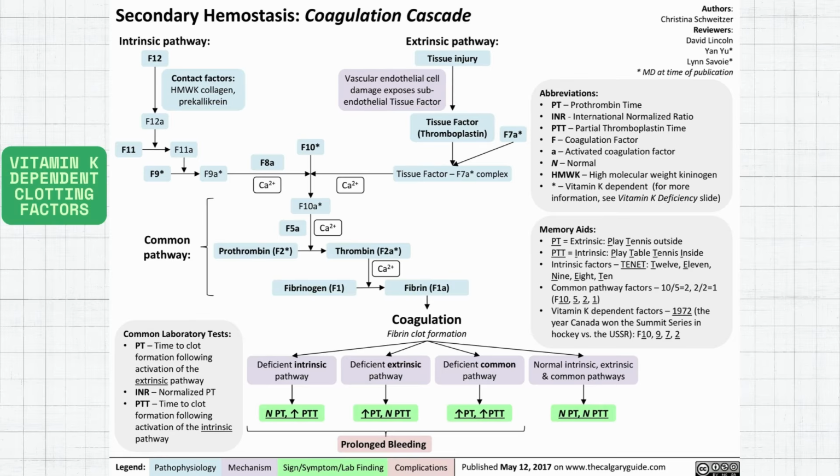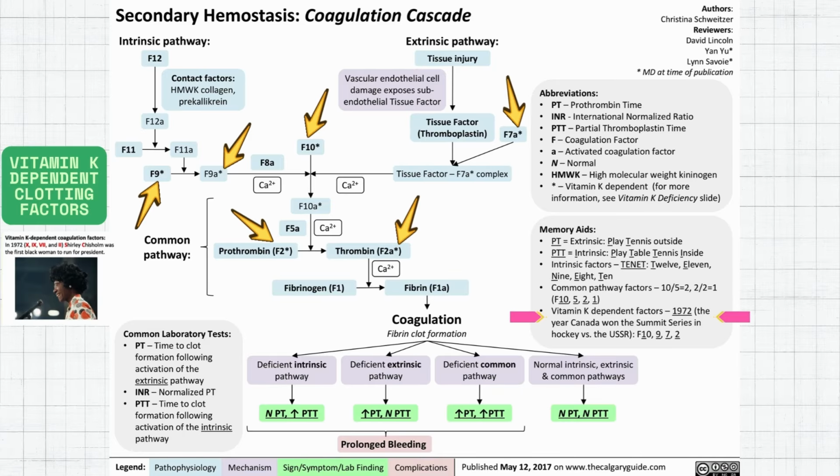Vitamin K and the 1972 rule. Before we get to the labs, look at these little asterisks on the chart. These mark the vitamin K dependent factors. This is high yield for pharmacology and nutrition. Use the mnemonic 1972 to remember them. 10, 9, 7 and 2. Also proteins C and S, but for the cascade, remember 1972. If you are vitamin K deficient or on warfarin, these steps fail.